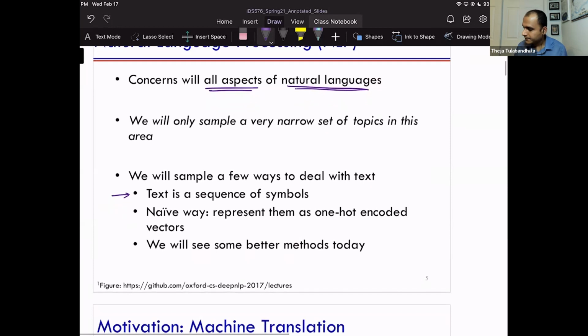And so without knowing anything about NLP, if I give you a text and ask you to represent this text on the computer, there are a couple of ways to do it.